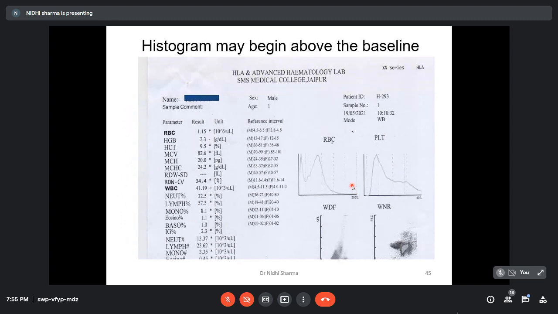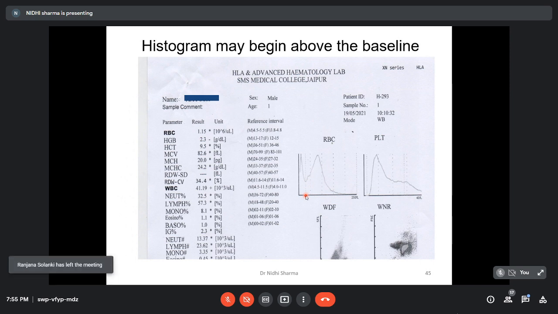Now look at the third condition. What is wrong with this histogram? Again, we are just trying to draw a normal here, and a normal would come somewhere around here. We see that the lower discriminator has failed to touch the baseline. So what is wrong? What is happening in this?